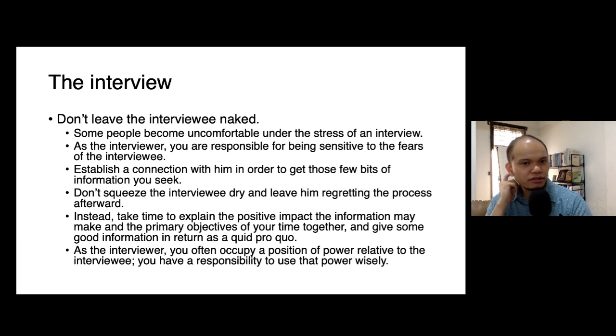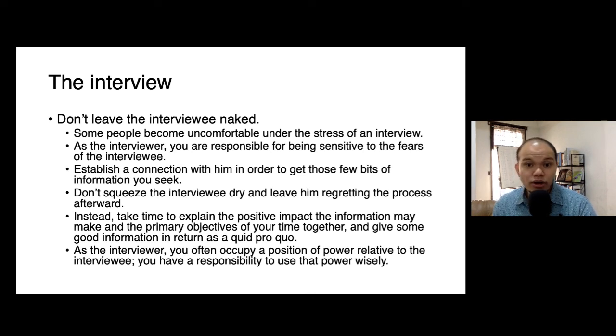Okay, so another tip here is not leaving the interviewee naked. Not literally, definitely, but the idea is that you have to make sure that the interviewee's experience of the interview is a positive experience. Some people don't like to be interviewed. That happens. There are some that are okay with being interviewed. You're lucky if you have these types of interviewees, but some don't like to be interviewed.